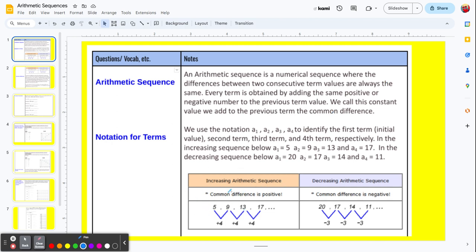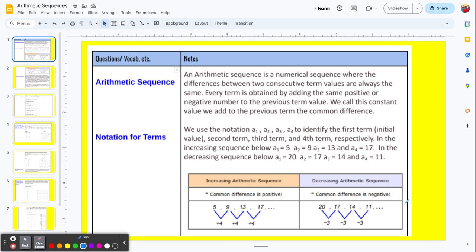Here's an arithmetic sequence that's increasing: 5, 9, 13, 17. So the consecutive terms, the difference between them each time is positive 4, right? It goes 5 plus 4 is 9, 9 plus 4 is 13, 13 plus 4 is 17.